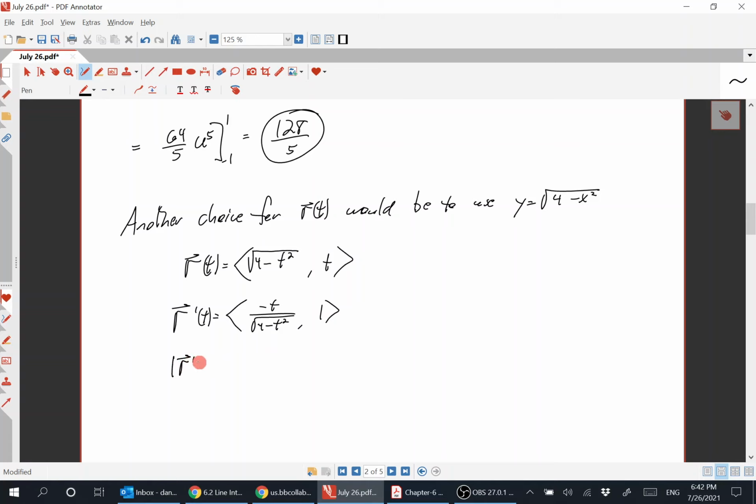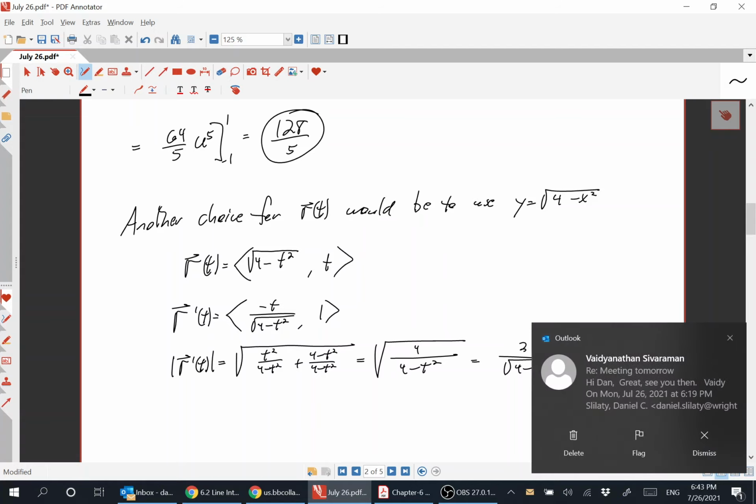So the length of r prime of t, well, again, it's going to be equal to 2, but let's check it out here. So t squared over 4 minus t squared plus... oh, no, it's not. I'm sorry. So this is equal to t squared plus 4 minus t squared, which is 4, over 4 minus t squared. So you have 2 over the square root of 4 minus t squared, like that. All right, so that would be a second way to do it.